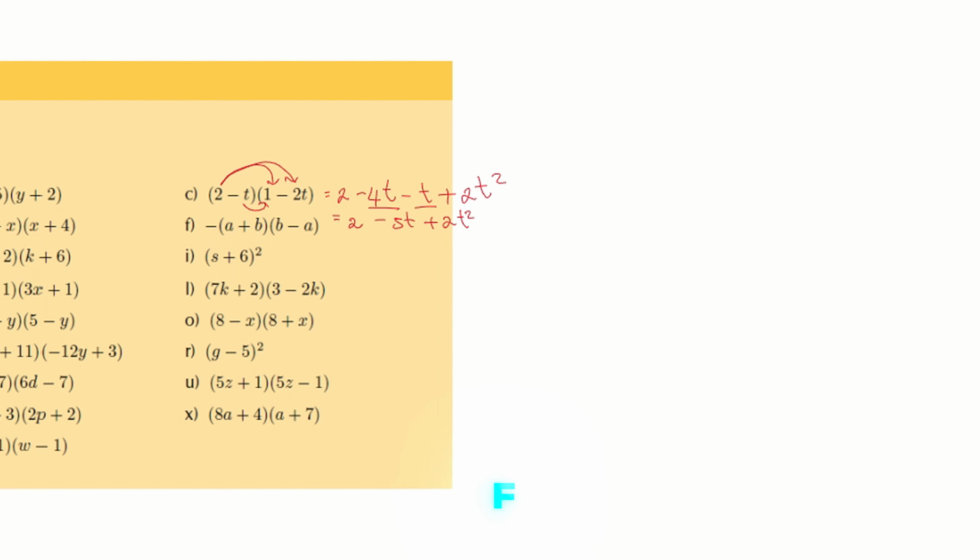Alright, I'm going to do number F to the side here. So number F is negative bracket A plus B bracket B minus A. So BODMAS tells me I should first do the brackets. I'm going to leave the negative outside. I write down the negative. I always use my equal sign. So that's going to be negative bracket A times B is equal to AB. A times negative A is equal to negative A squared. Then B times B is equal to B squared, and then B times negative A is equal to negative AB. Now we're looking for like terms within the brackets.